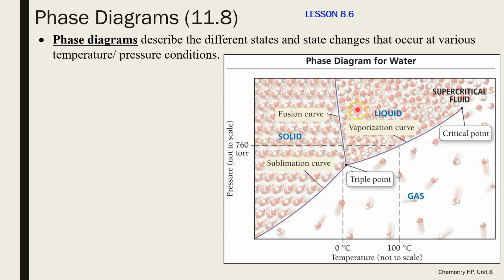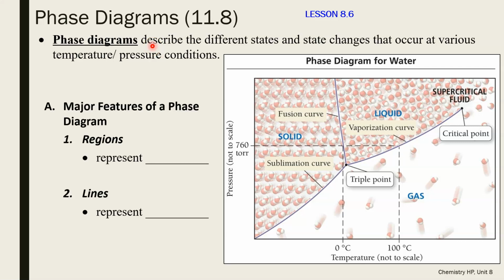We've got the liquid kind of up in this central upper portion, and then this portion down in here represents the gas phase. And most phase diagrams you can pretty quickly and easily figure out where the solid, liquid, and gas phases are. Sometimes they're labeled, sometimes they won't be. I do want to point out too, on the y-axis we've got pressure being listed, and on the x-axis we've got temperature being shown. So really what a phase diagram does is it describes the different states and state changes that occur at various temperatures and pressure conditions.